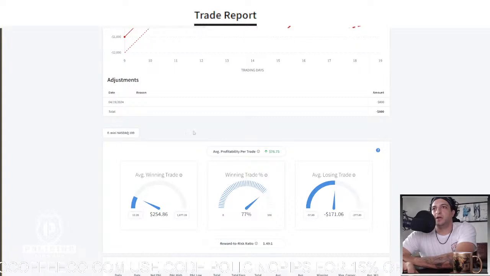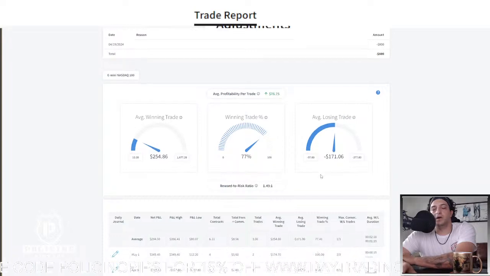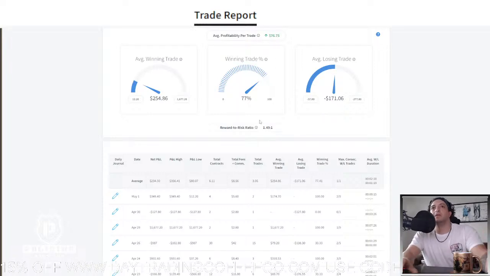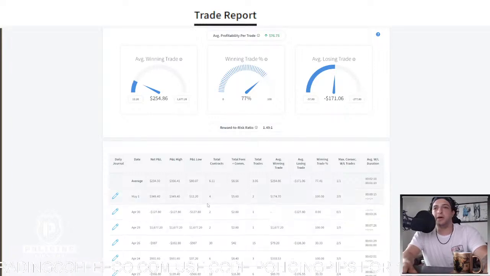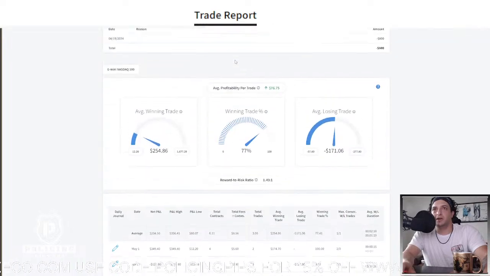And this is the way we're able to be profitable, right? Our average winning trade is 250, and our average losing trade is 171. Really, our average losing trade is a little over 200, depending on the day. But our winning percentage is 77% at the moment, not including today, because today it'll tick us down a bit, and it'll actually probably increase this average losing trade some. But that's our statistics on the account.